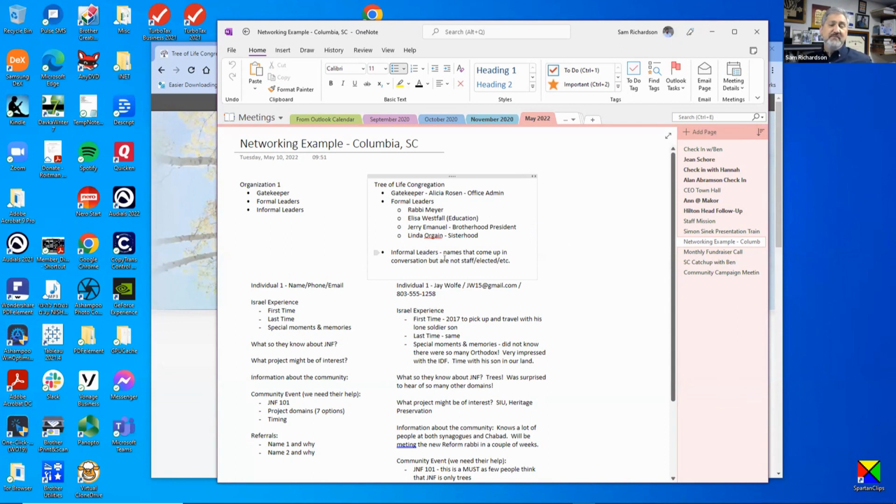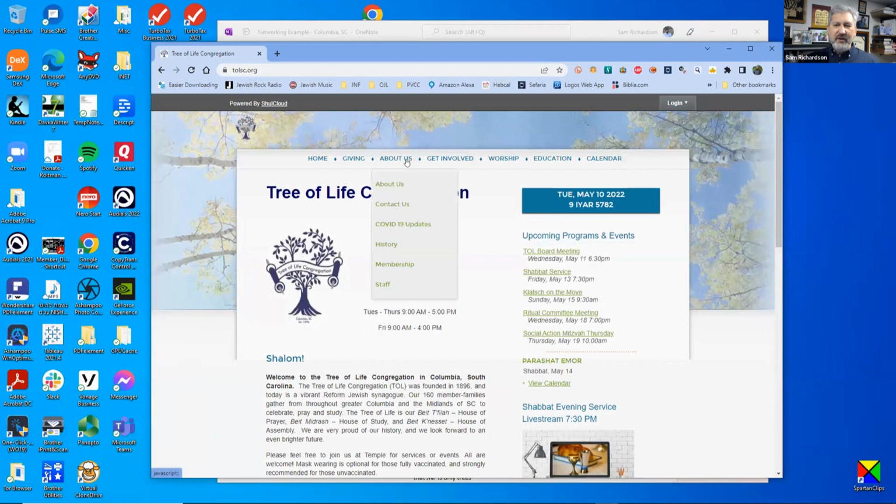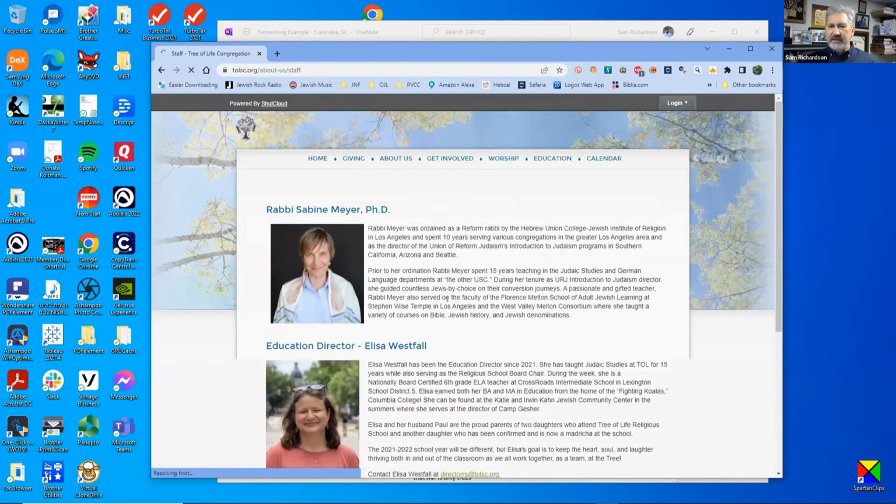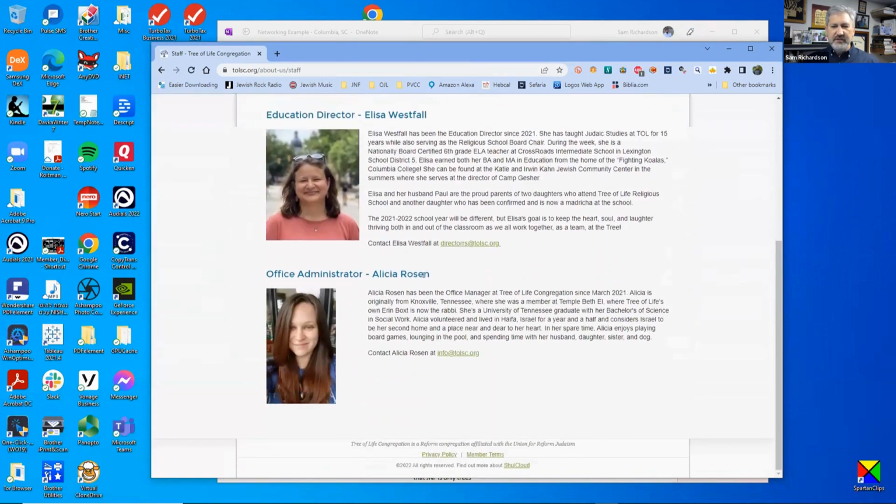And those informal leaders may not even appear on the JNF database, because they may not be involved with us in any meaningful way, but they certainly are in the community. And we're more concerned at this point about the community and what the community says about itself than really about anything else. So as I go to make my first call to that gatekeeper, I'm going to go over here and look at About Us, and I'm actually just going to go real quick, see who I'm talking to. And I'm talking to Alicia Rosen, and she's from Knoxville.